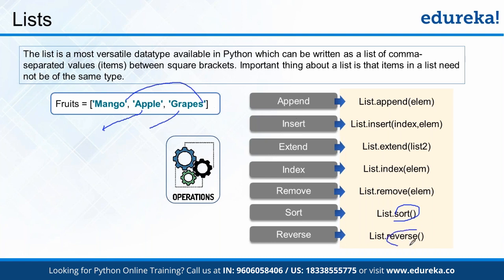And then reverse. Sometimes I want to completely reverse my list, right? So that grapes becomes the first element, apple becomes the second, and mango becomes the last element. Okay, so let's do all these operations before we go ahead with a little bit of practical.